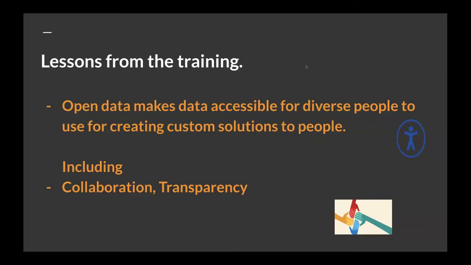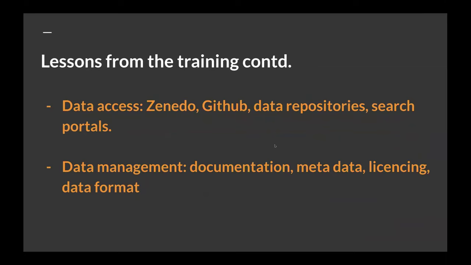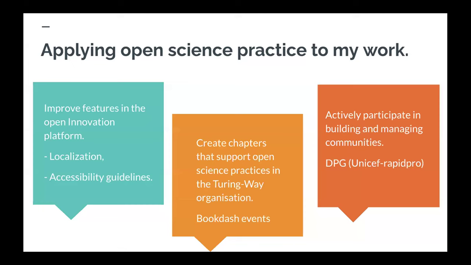Those are the things I've learned, and how open data is really important to us, specifically for the open science community. Also about data access and how to access data, the portals, GitHub and data repositories, and documentation for data management itself too, metadata and licensing. Licensing is really important because I remember the work we are doing in the open innovation platform. Licensing is really important for that work and I learned something from that conversation.